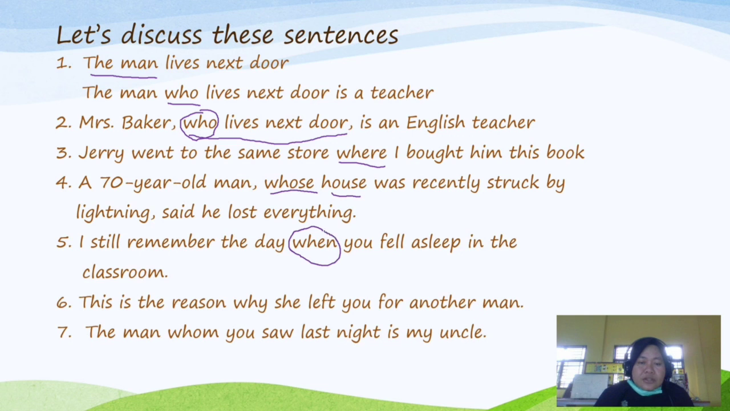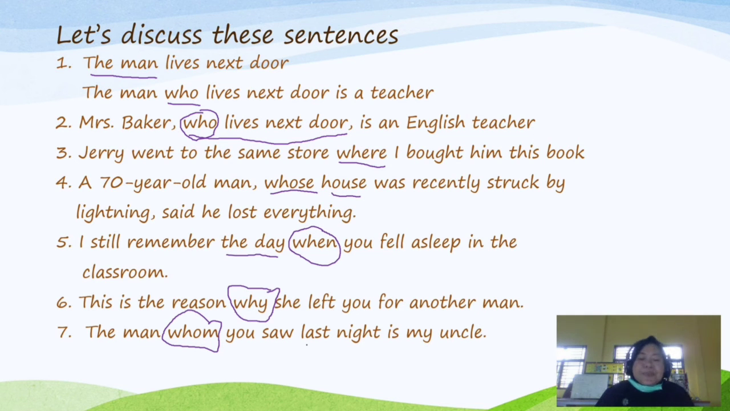Next, number five, I still remember the day when you fell asleep in the classroom. When is showing a time. The time is the day. Okay, and then number six, this is the reason why she left you for another man. This is also a relative pronoun, to tell about the reason why. And the last one, this is the man whom you saw. Whom is talking about an adjective clause explaining the object of a sentence.